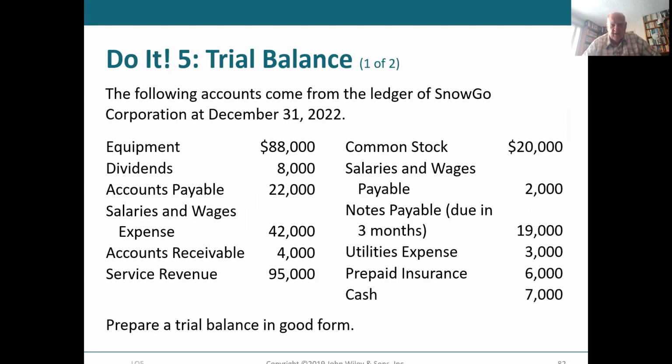The following accounts come from the ledger of Snow Gold Corporation. Prepare a general ledger in good form. So what they did was they mixed things up. So what are we going to start with? What goes first in your trial balance? Cash, assets, then what?